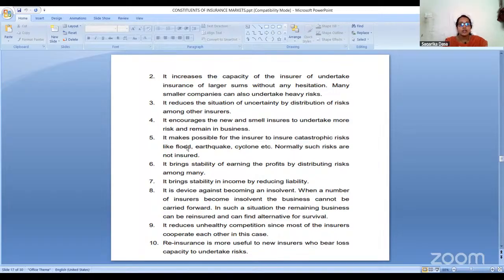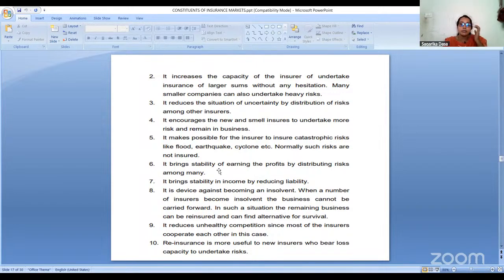Hence, with the help of reinsurance, new and small insurers can also take on high-profile, risk-oriented policies. It makes it possible for the insurer to insure catastrophic risk like natural calamity risk, which we can say is like flood, earthquake, cyclones, etc. Such types of risk can also be undertaken in reinsurance policies.